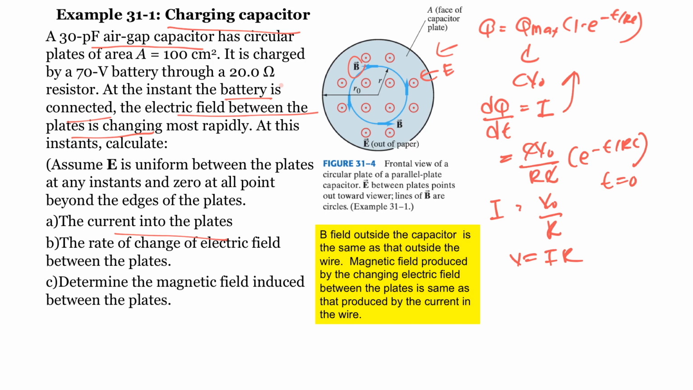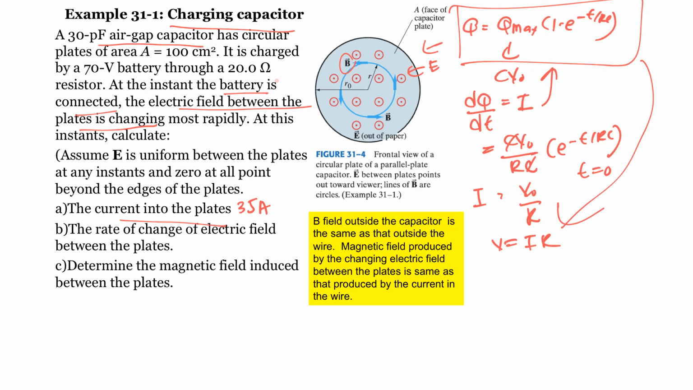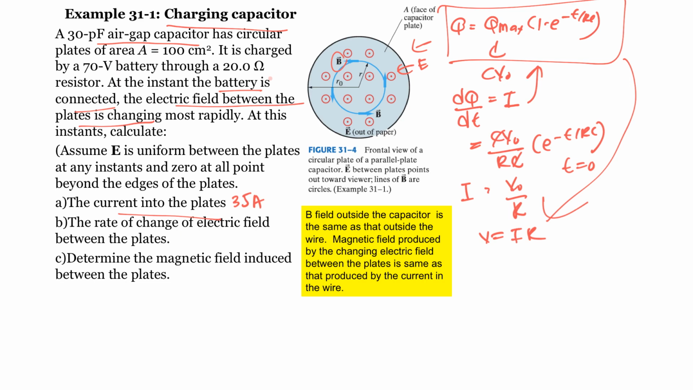The reason I show you this formula is because we are going to relate it to the charging capacitor. If we only use V equals IR, we assume there's a resistor there, and in this picture there isn't any resistor. So you need to show how to get this formula up until you get V equals IR. You are going to get the answer, which is 3.5 ampere. Next, the rate of change of electric field between the plates. Right now, the question asks you to find the rate of change, which is dE over dt.